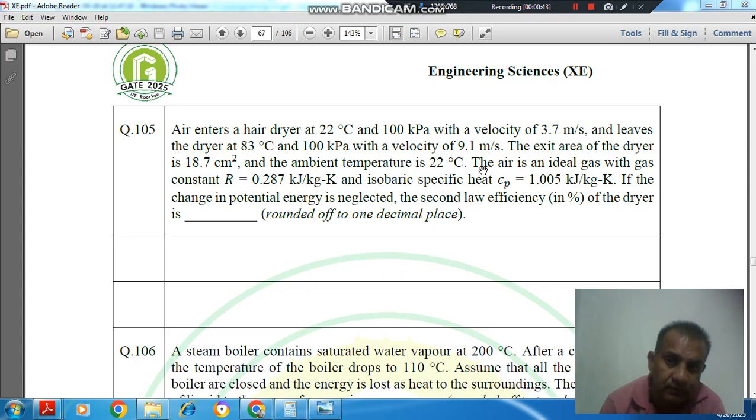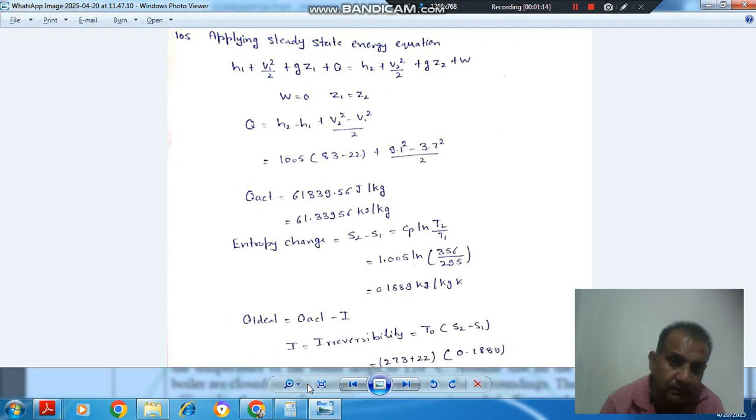degrees Celsius. The air is an ideal gas with gas constant R equal to 0.287 kilojoule per kg per Kelvin and isobaric specific heat Cp equal to 1.005 kilojoule per kg per degree Kelvin. If the change in potential energy is neglected, the second law efficiency in percent of the dryer is dash, rounded up to 1 decimal place.